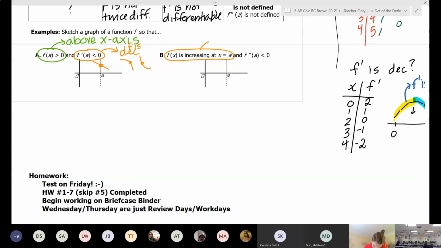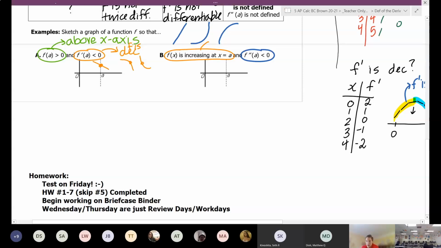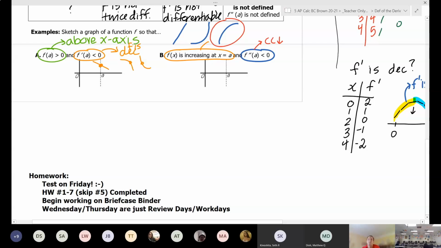So in B, it tells me that f is increasing at A. If I know it's increasing at A, maybe I can do it better this way. I know that we're either increasing linearly, we can increase and be concave up, or I can increase and be concave down. So this second statement tells me which concavity I choose. If f double prime of A is less than 0, then that tells me I'm using the concave down version of the graph, which would look like this.